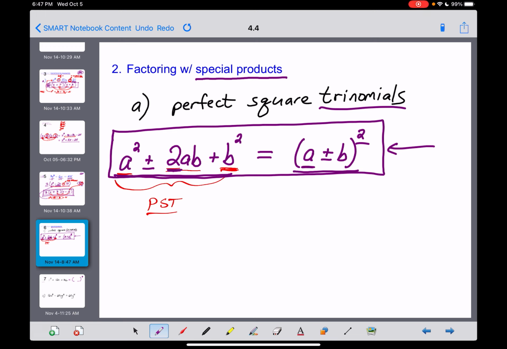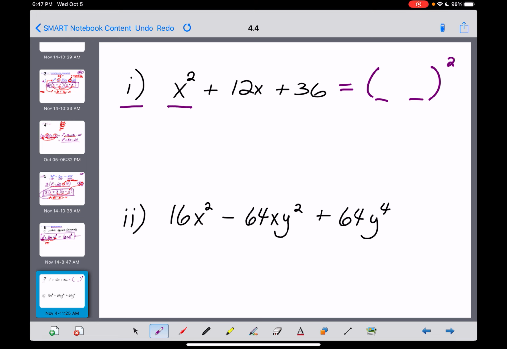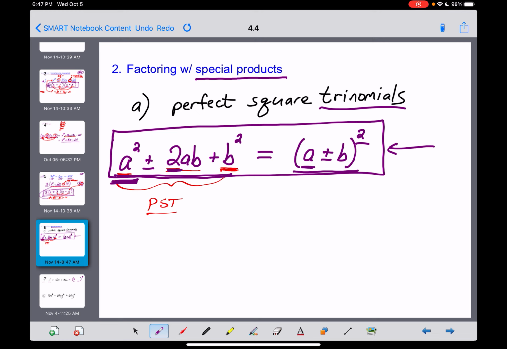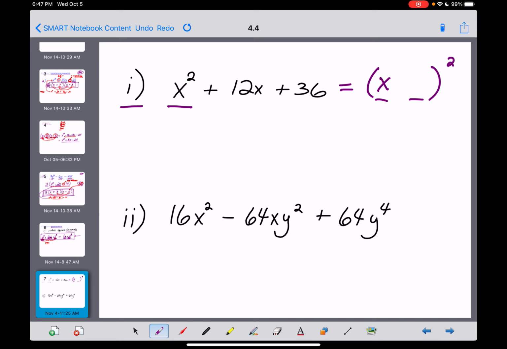What goes here? A, which is the square root of the first term of the trinomial. The square root of x squared is x. Okay, what goes here? B, which is the square root of the last term of the trinomial. What's the square root of 36? 6.